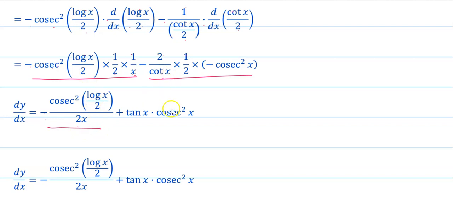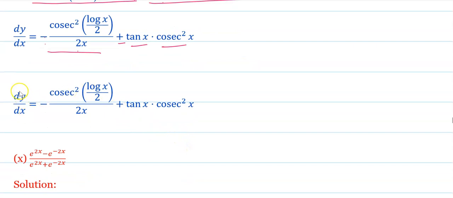And what about here? This 2 will get cancelled. 1 upon cot means what? This is tan. This minus sign and this minus sign will become plus. And here is cosec square x. Next simplification: dy by dx is equal to minus cosec square log of x upon 2 upon 2x plus tan x into cosec square. And this is the final answer.